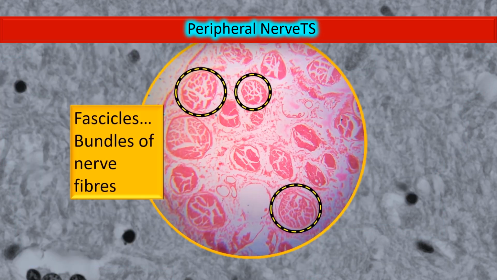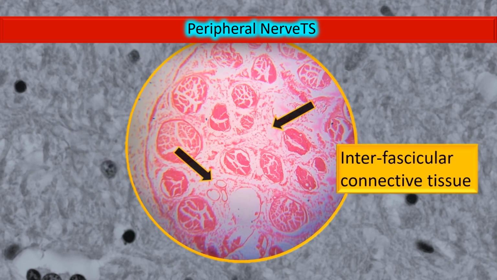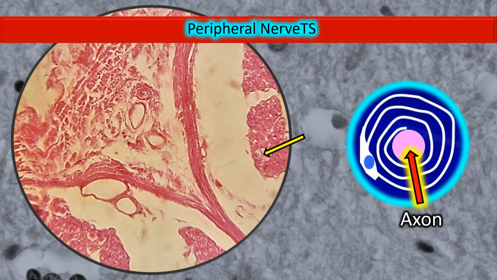You will see fascicles, that means bundles of nerve fibers. One fascicle has been identified. These circled areas are these fascicles 1, 2, and 3. There are many more in this slide. Now, there is also interfascicular connective tissue. Now, we will look at every single nerve in detail.